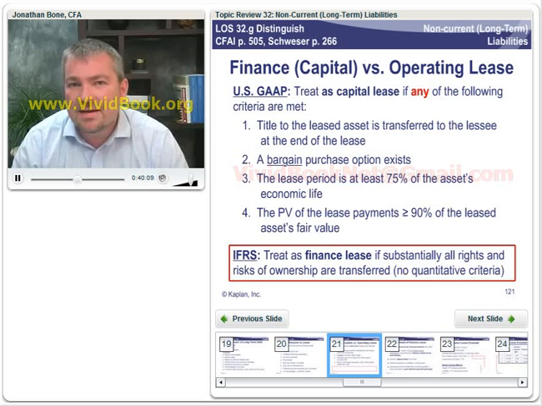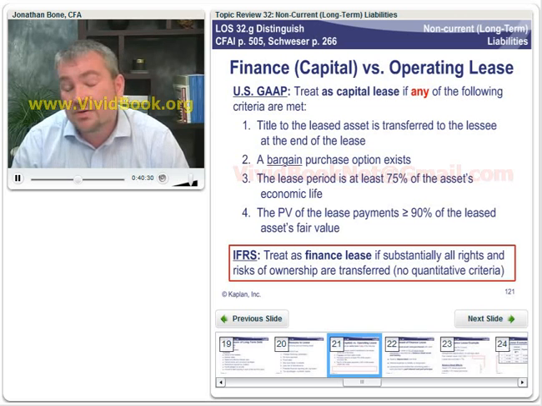Number 3, the lease period is at least 75% of the asset's economic life. And number 4, the present value of the lease payments is greater or equal to 90% of the leased asset's fair value. Any of those, and it is a capital lease or finance lease.